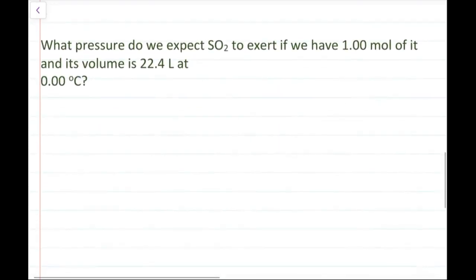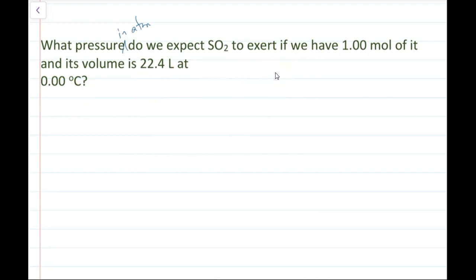So this problem says, what pressure, and I should specify, we're going to say in atmospheres, do we expect SO2 to exert if we have 1.00 moles of it and its volume is 22.4 liters, 0.00 degrees Celsius. So you might have already remembered that 22.4 is a molar volume at STP, and we are at standard temperature, which means if this is 1 mole and this is 22.4 liters, we would also have to be at standard pressure, so it would be 1 atmosphere.